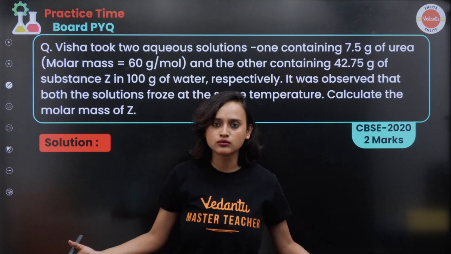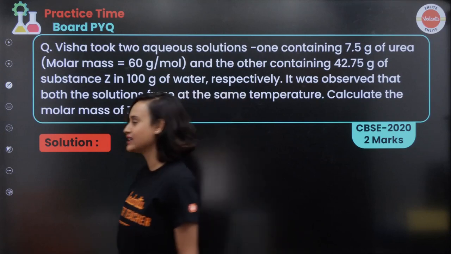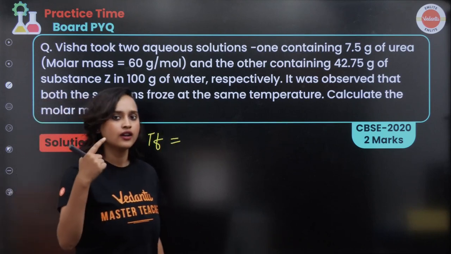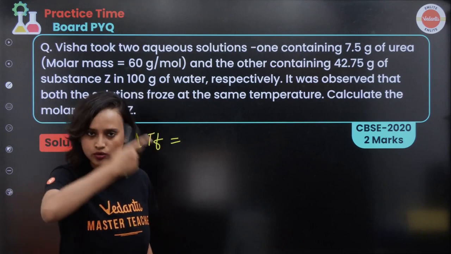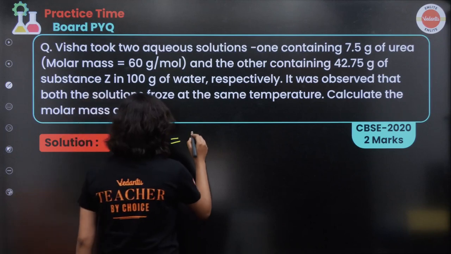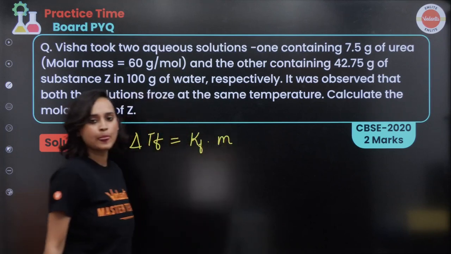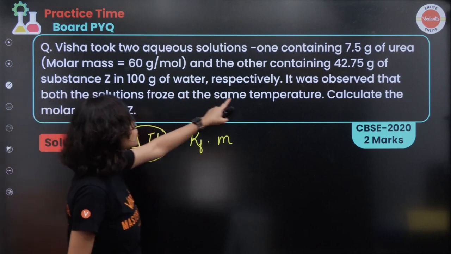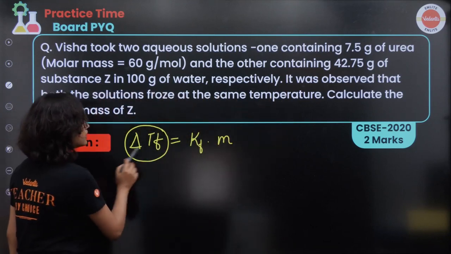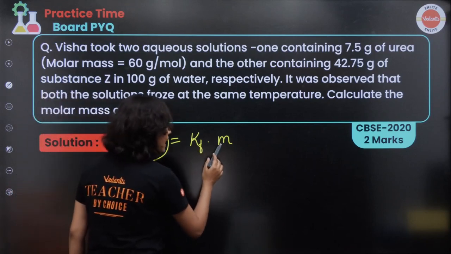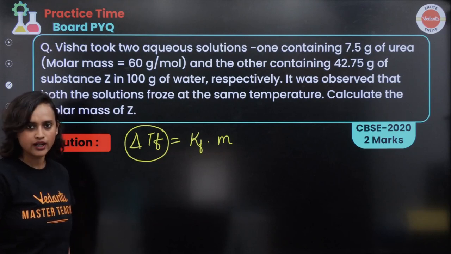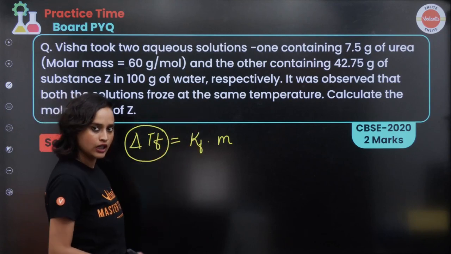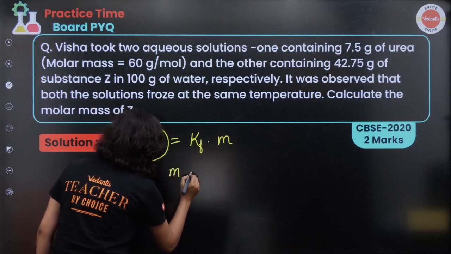Now what do we have to do? We know our formula. Delta Tf is equal to i Kf m. Let's consider i is equal to 1, since urea is not an electrolyte. So that means Kf m. Both the solutions froze at the same temperature, so delta Tf is the same, which means m1 should be equal to m2. Common sense, everybody. If they are freezing at the same temperature, m1 should be equal to m2.